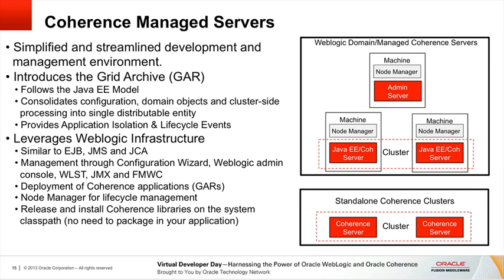By introducing a grid archive and tightly integrating with WebLogic, Coherence can now leverage all of the WebLogic infrastructure that's available. Similar to EJB, JMS, and JCA, we now have the ability to manage a Coherence cluster using the Configuration Wizard, WebLogic Admin Console, WLST, JMX, and Fusion Middleware Control. We can deploy our applications while the JVMs are dynamically running. Node Manager is available to us for process lifecycle management. And finally, if you're working with WebLogic, you no longer have to deal with putting Coherence libraries on the system class path, as they're already there for you.